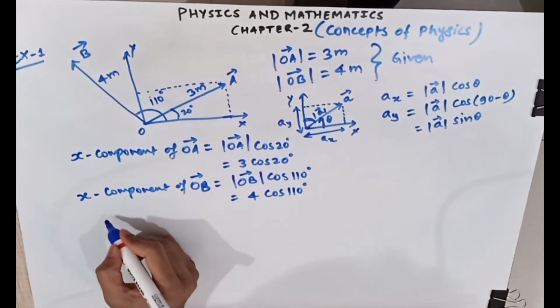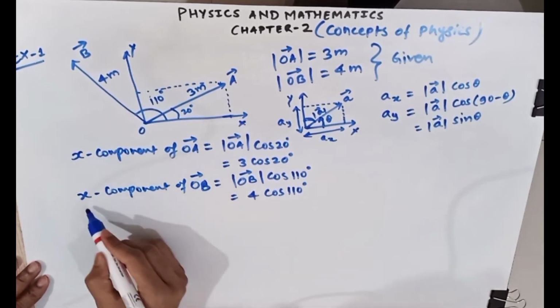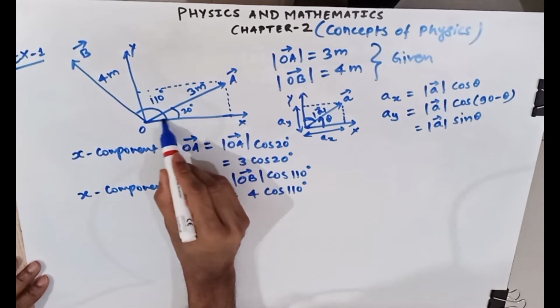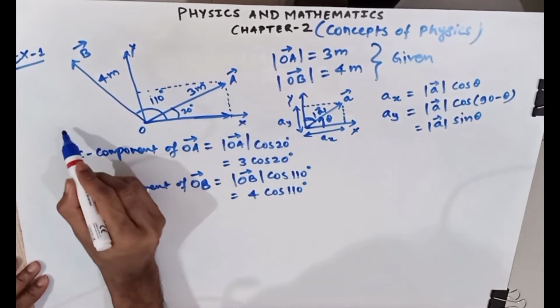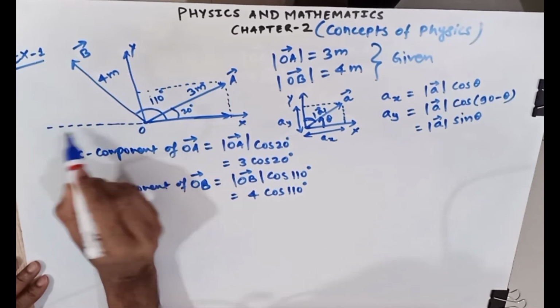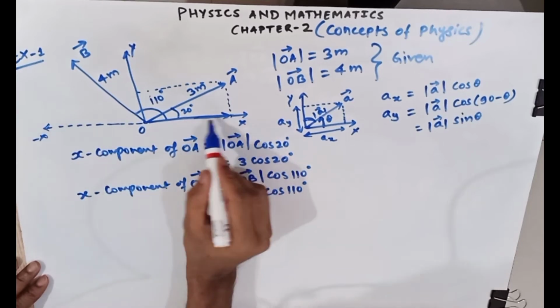Our resultant would be, we can add up the x component of OA and the x component of OB, because the x component for OA would be in this direction, and if we extend this x-axis in the negative direction, this will represent the minus value of the x-axis.